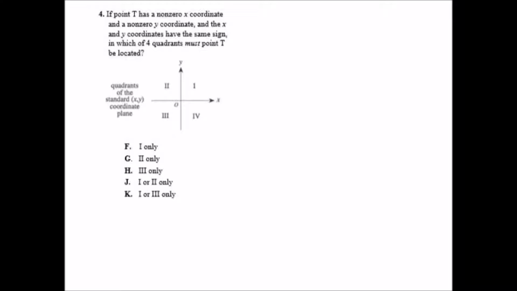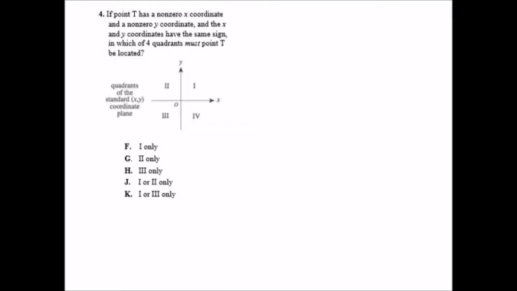Question 4 is a math problem that is a lot of thinking and very little math. It says if point T has a non-zero x-coordinate and a non-zero y-coordinate, that basically just means it's not sitting at the origin right here, it's in one of these coordinates. And the x and y coordinates have the same sign. So it can't sit right here, and they got to have the same sign. Which one of the quadrants must point T be located in?